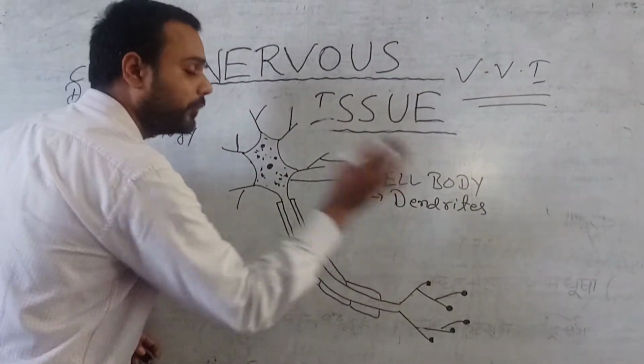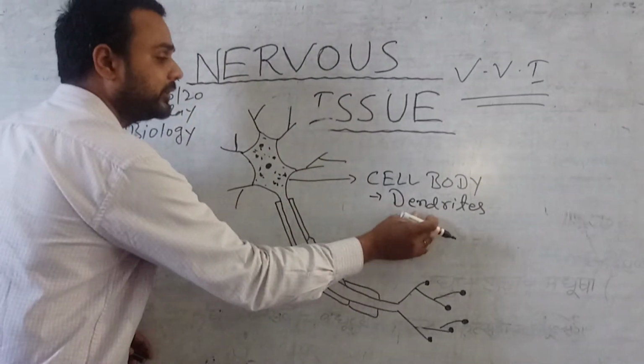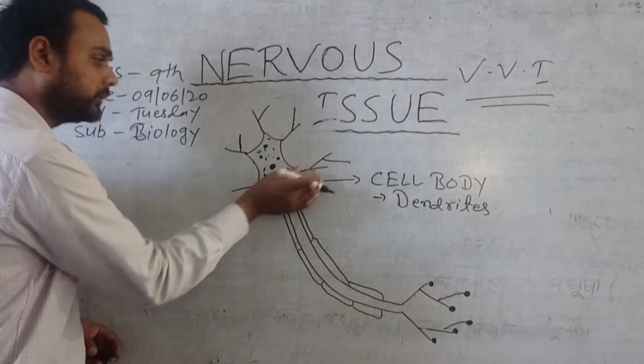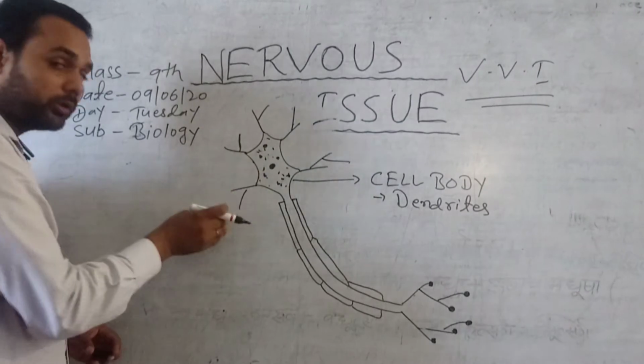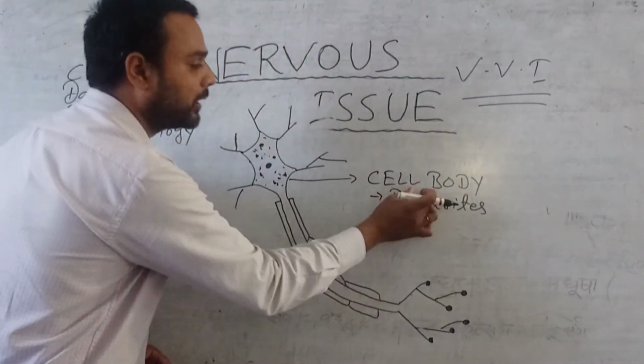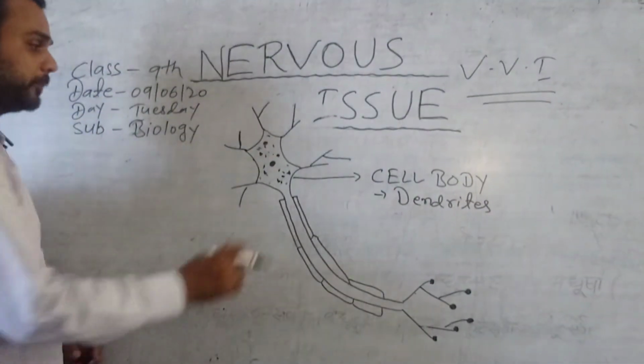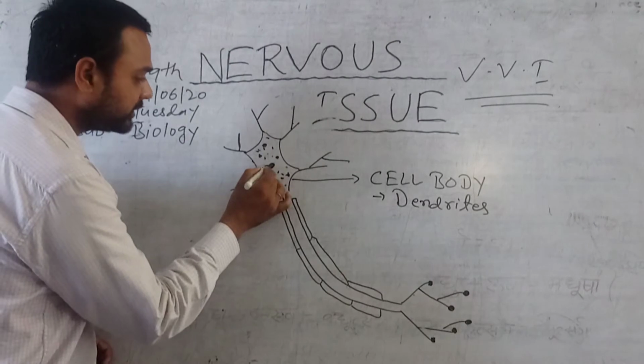What is dendrites? Very important. हर एक एग्जाम में पूछा जाता है. What is dendrites? So dendrites is a thread-like structure or fiber-like structure which arises from the cell body. जो cell body से निकलता है, that is known as dendrites. Okay.